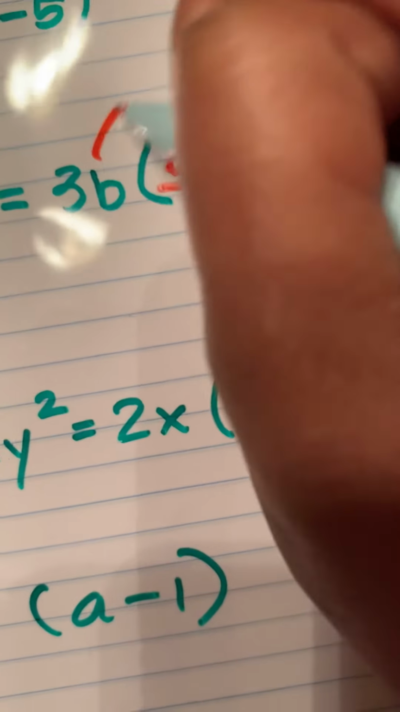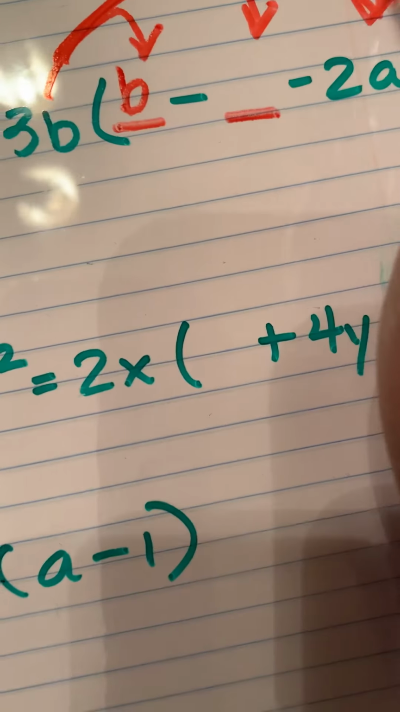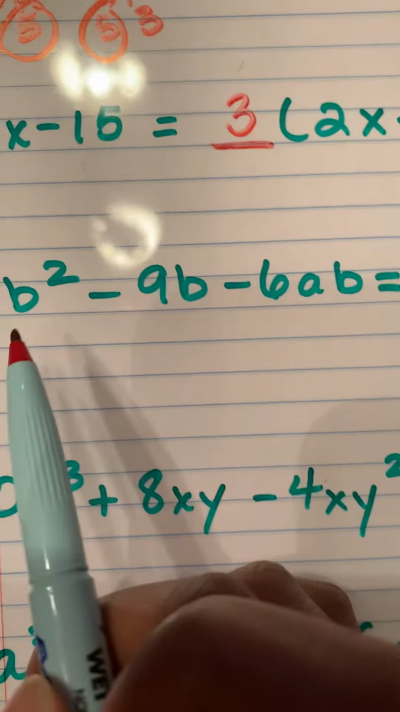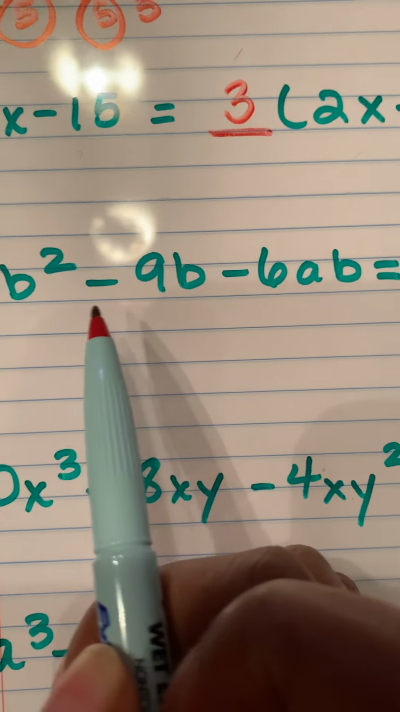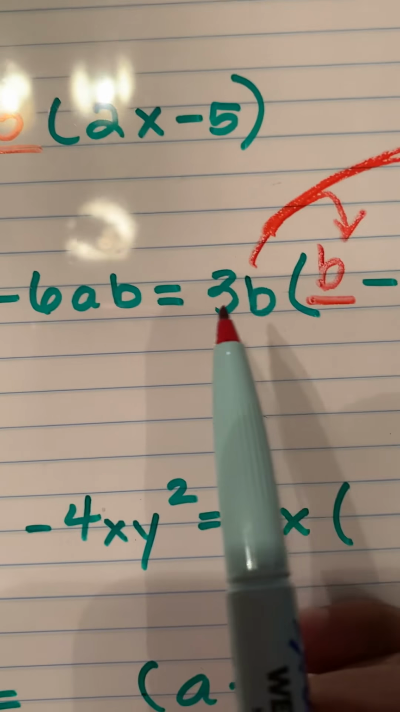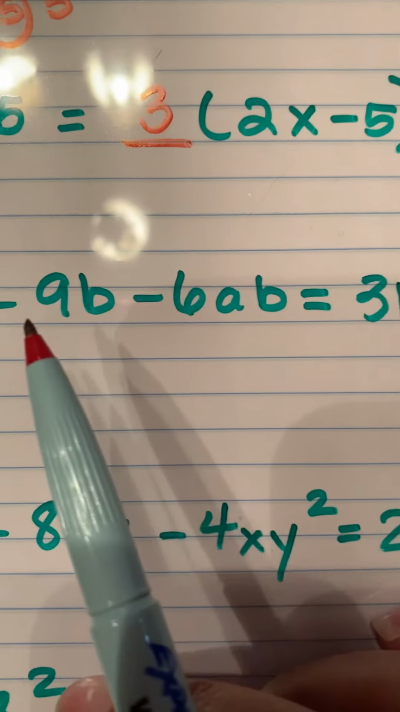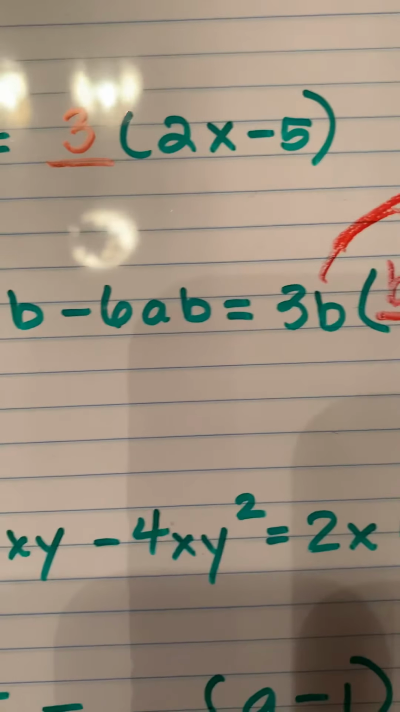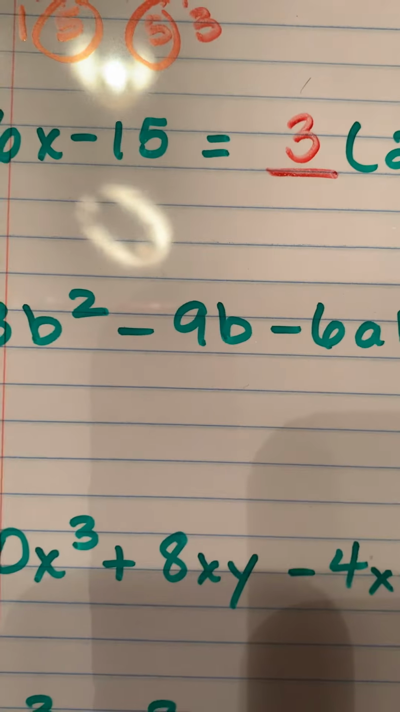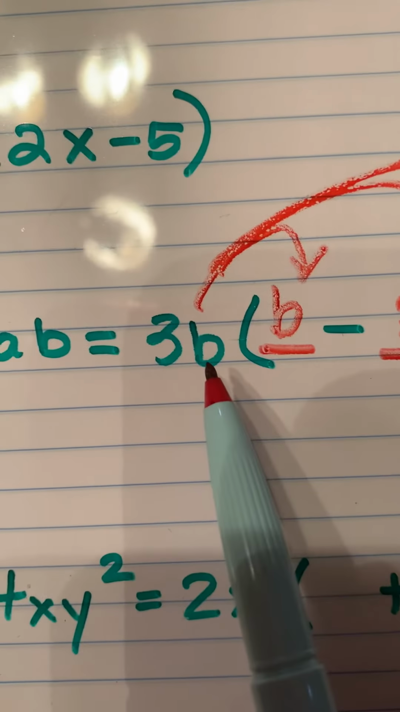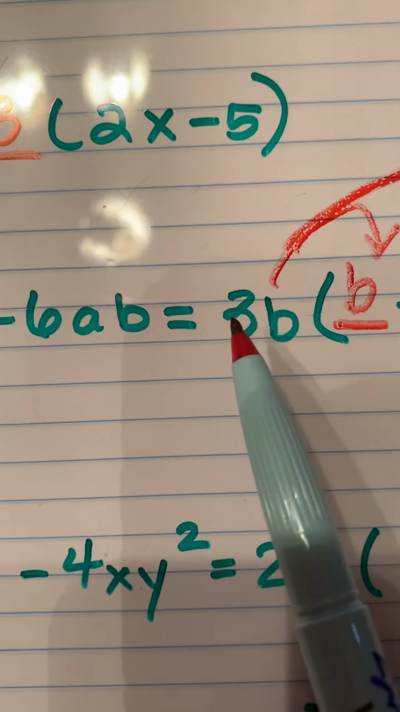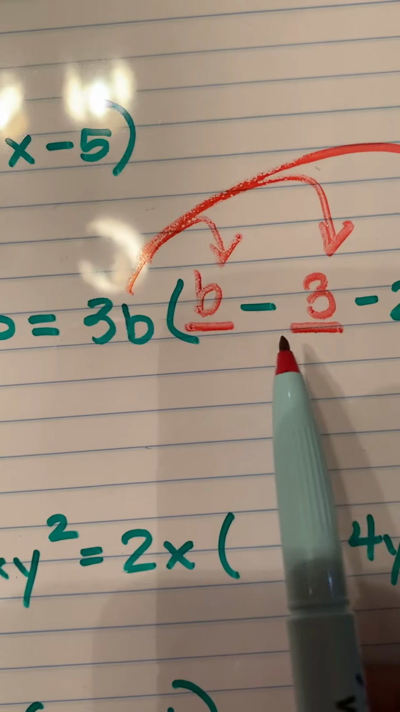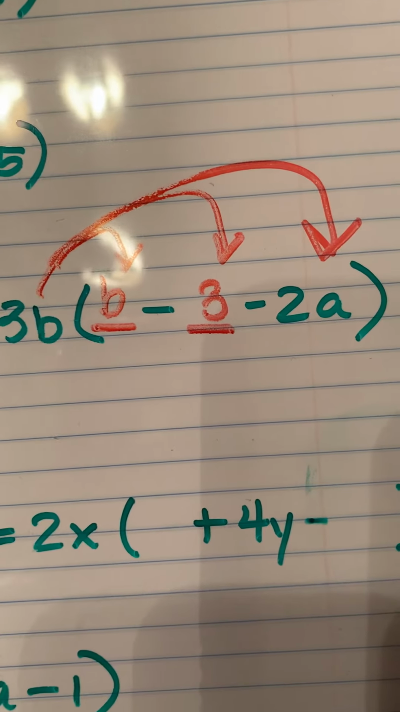So it's just kind of like distributive property. You're multiplying to tell me what you are missing. That's it. 3b times b is 3b to the second power. Next, negative 9b. If I have 3b so far, 3 times what would give me 9? And you don't need the b because you have one already. You have one on the outside. So I need 9b. You have 3b so far. So the only thing you're missing is 3. So b minus 3. And they gave me minus 2a.